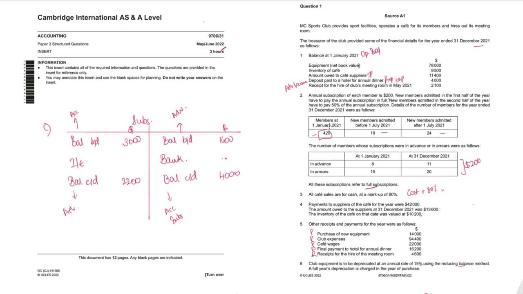So 420 members were there at the opening and 18 members joined in the first half. So 420 plus 18, total of 438 members had to pay $200 subscription, while the 24 members who joined in the second half had to pay $100 each. So multiply and add these two values, you will get your income expenditure amount, which is 90,000. Because this is the amount that the club should have received from the members based on the accrual concept. So that will be transferred to income and expenditure. And now when you take the total on the debit and subtract the amounts on the credit, you will get the bank value, which will be the subscriptions received during the year.